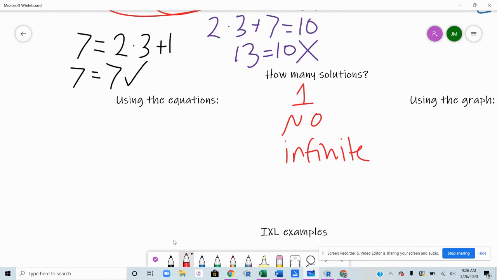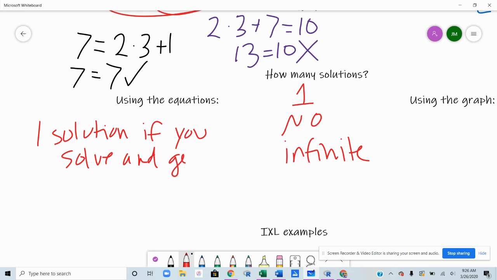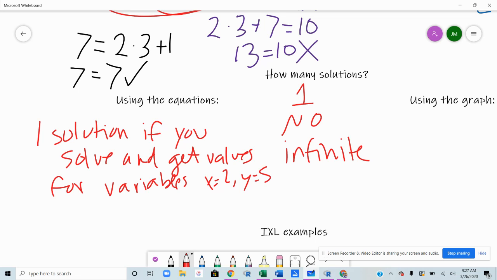Using the equations, you can have one solution if you solve and get values for your variables. So you get like x equals 2 and y equals 5 when you solve. That means that's your solution. You get no solution if you get something like 3 equals 7 when you solve. Because 3 does not equal 7, so that means no solution.